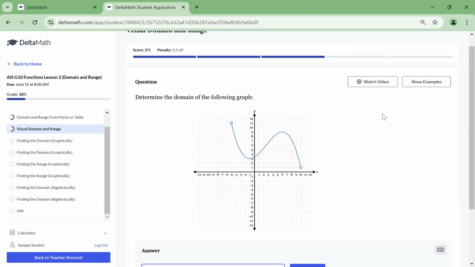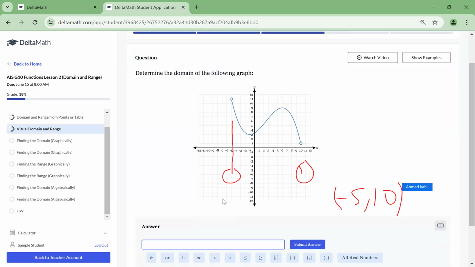So this is again the domain, and we can see that the leftmost is at -5 and the rightmost is at 10. So it's just (-5, 10). So for the domain, we look at left and right, and for the range, we look at top and bottom.